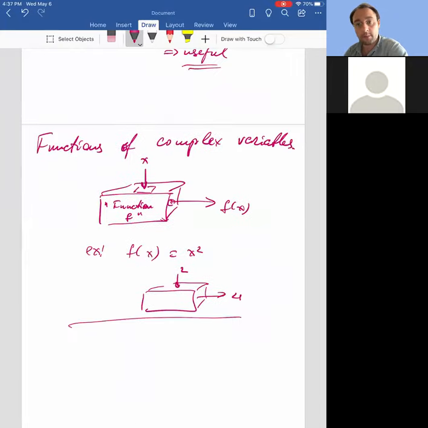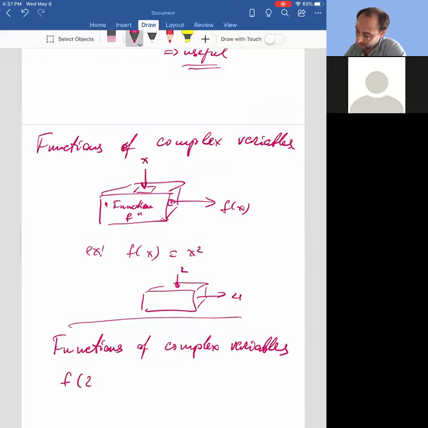Same is true for complex numbers. So you can have functions of complex variables. You put a complex number in, it gives you some other complex number out. Let me give you an example. f of z equals z squared.